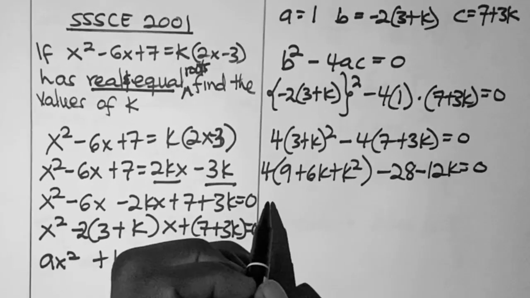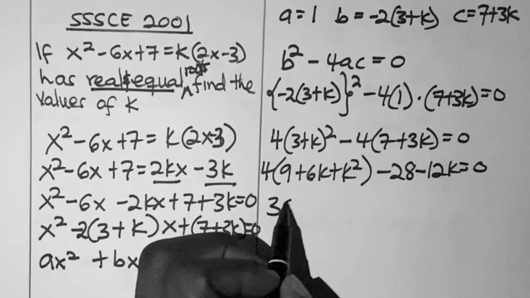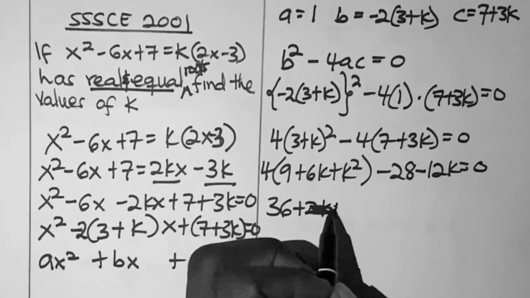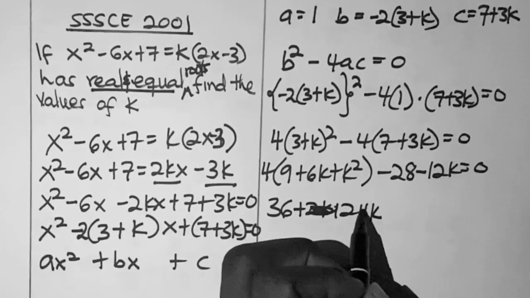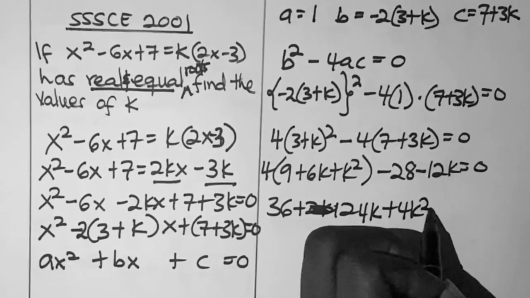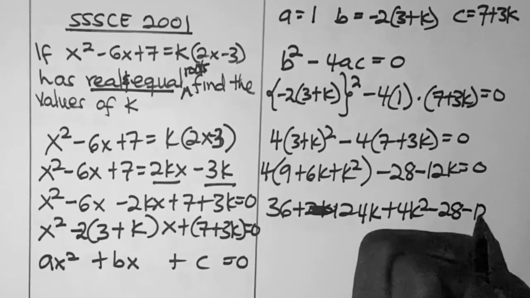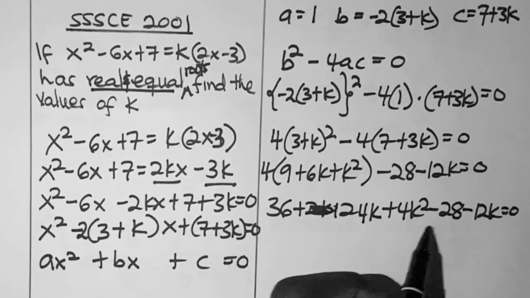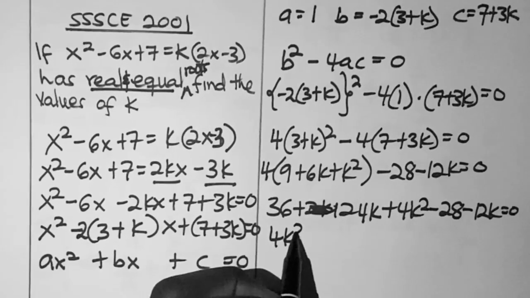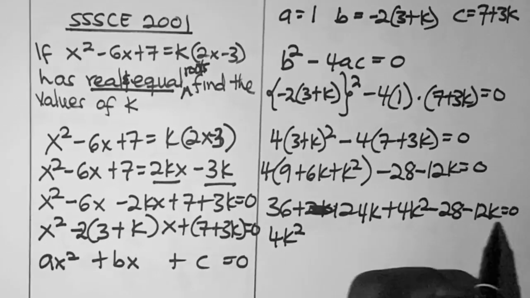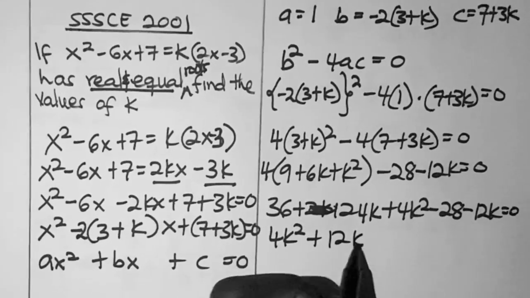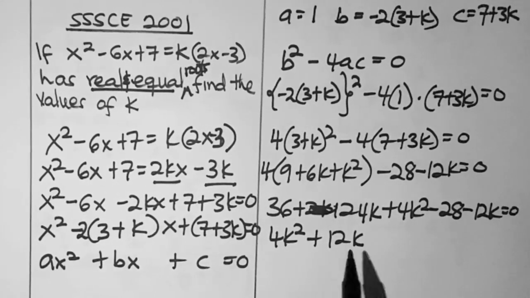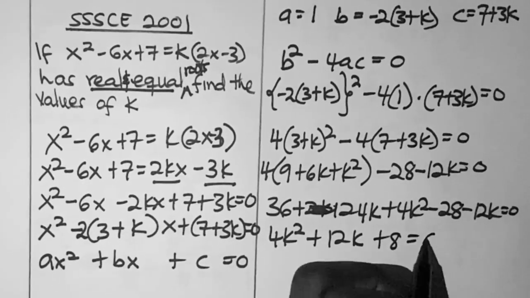So this becomes 4 times 9 is 36. Then 4 times 6 is 24, so plus 24k. Then plus 4k squared minus 28 minus 12k equals 0. So now you can see that here is 4k squared. Then here is 24k minus 12k, that becomes plus 12k. Then this place is 36 minus 28, that is 8. So plus 8 is equal to 0.